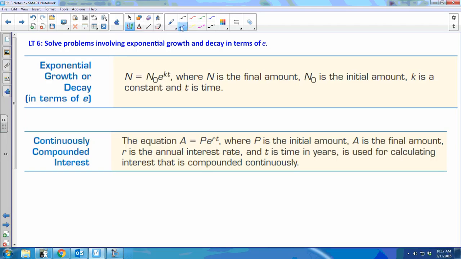So in the growth and decay equation, you have n, where that's still the final amount, and n sub 0 is still the initial amount. But then you have e to the k times t power. Well, k has to be some constant. Generally, we don't know that constant, and they're going to give it to us, or they're just going to give us the equation. And t is still time in whatever units it decides it's going to be in. So generally, you're going to be given an equation for this part, and you just have to use the equation to answer questions.